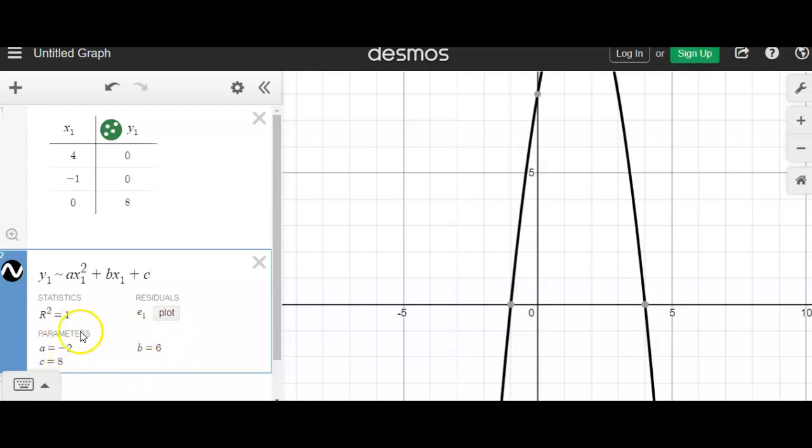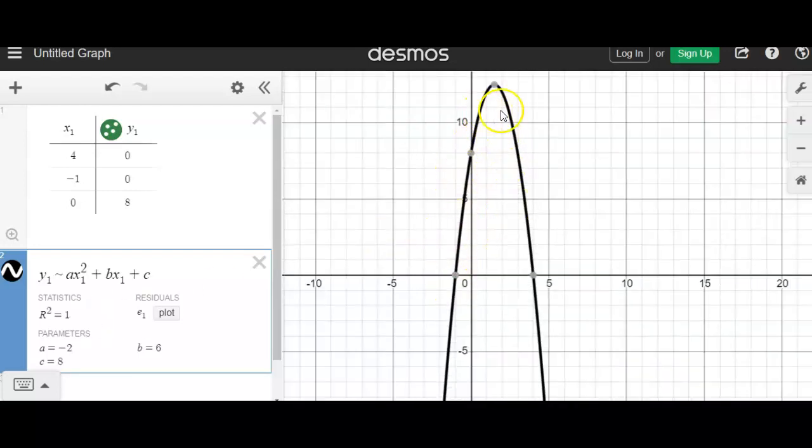Do you see right here? It tells you what the a and the b and the c are. Down here, what does it mean that a is negative? Do you see the parabola going down? And you see the statistical part right here? If this is equal to 1, that means that these 3 points that I matched up made a perfect parabola. It's exactly equal to this equation. The computer automatically graphed it for me. I didn't do anything to graph it.